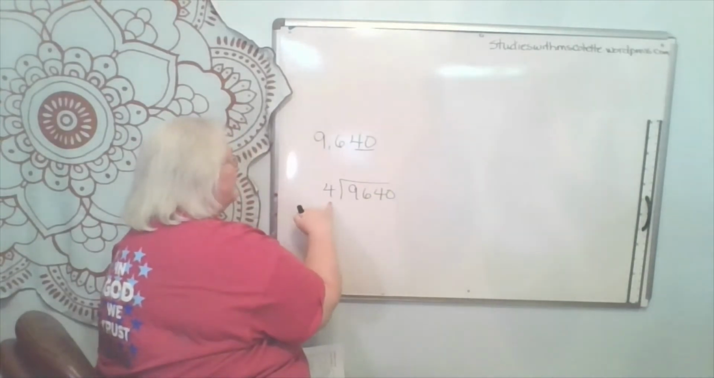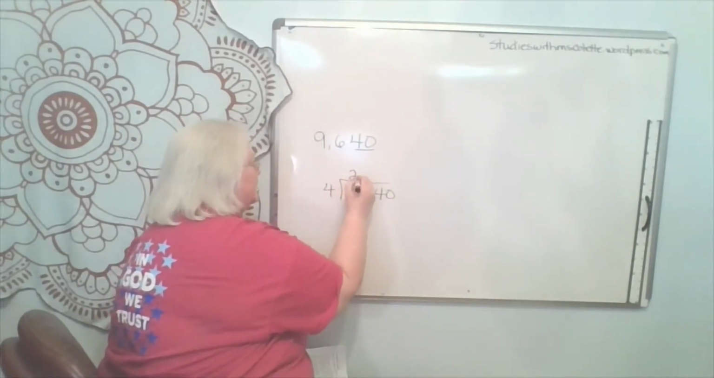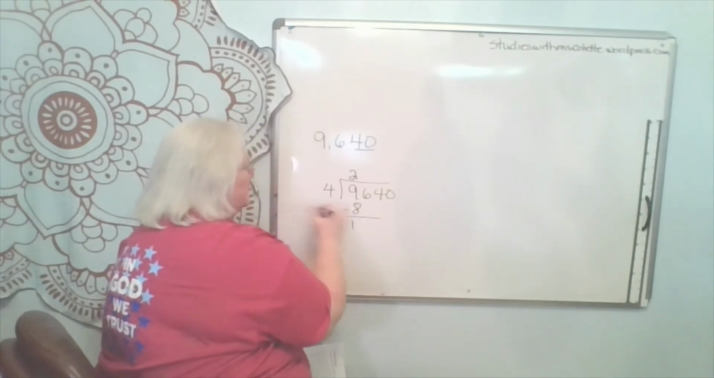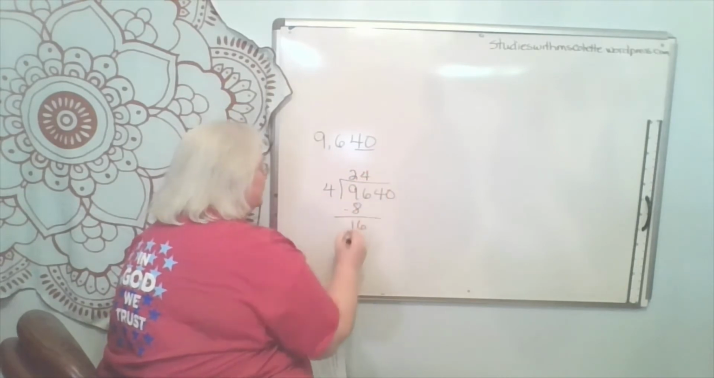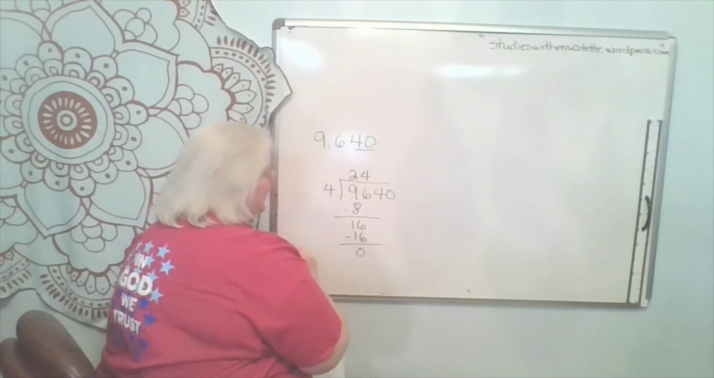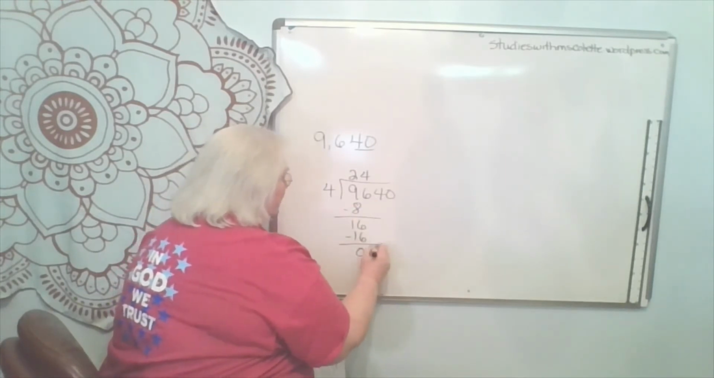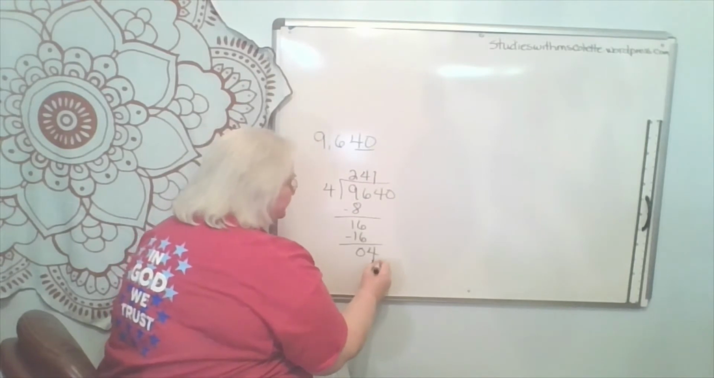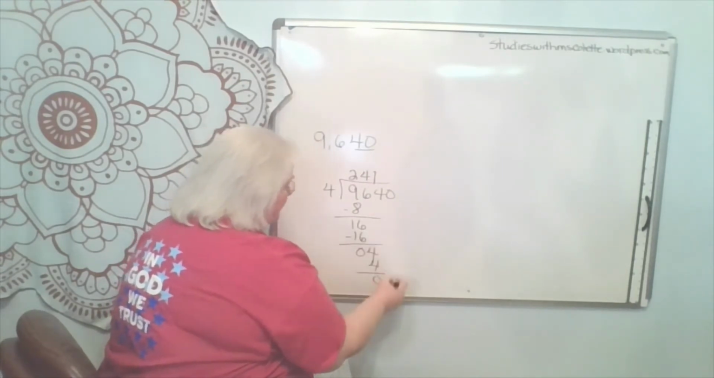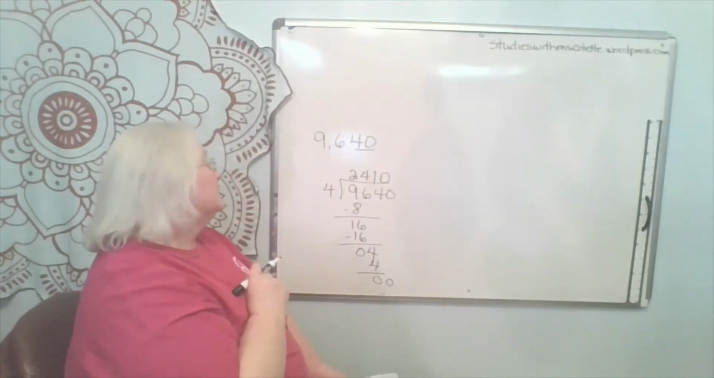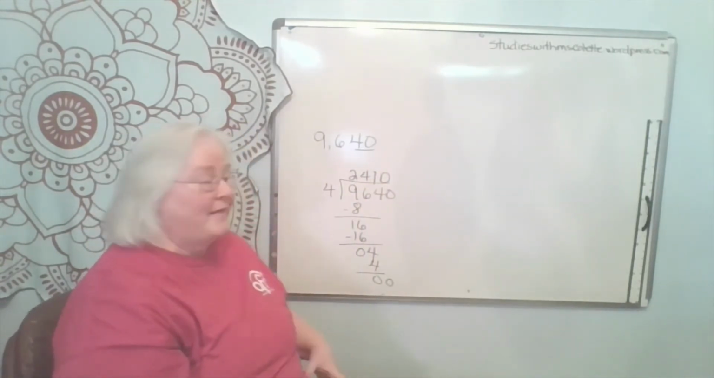Okay, so 4 will go into 9 2 times. 2 times 4 is 8. When we subtract, we get a 1. Bring down the next number. 4 will go into 16 4 times. 4 times 4 is 16. When we subtract, we get a 0. Bring down the 4. 4 goes into 4 1 time. We get a 0. Bring down the other 0. We have to put a 0 there. So it is divisible by 4.